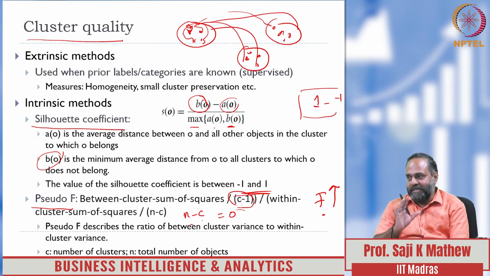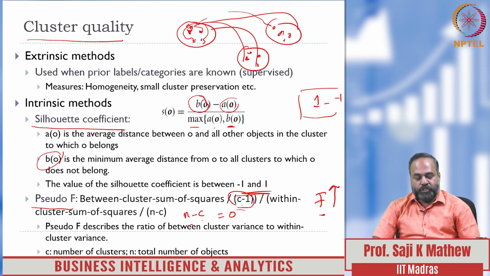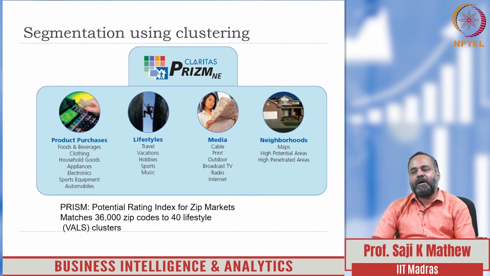So it moderates the value for the number of clusters. C should be much lower than n. Only then would this ratio give a reasonable value. So that is the measure of F, or pseudo F, in assessing cluster quality. Two measures, Silhouette distance and pseudo F, measure the cluster quality at the end. And if you are doing a clustering exercise, you should report these cluster quality measures also.